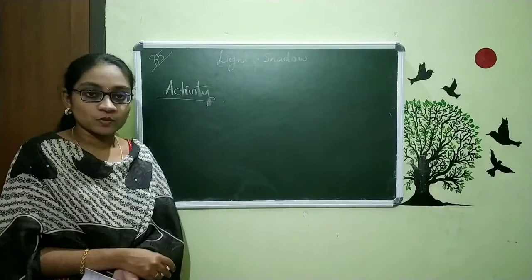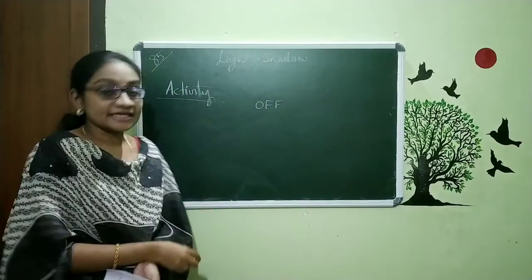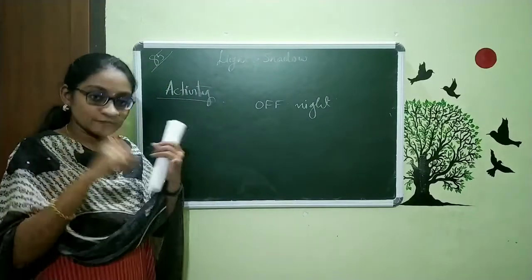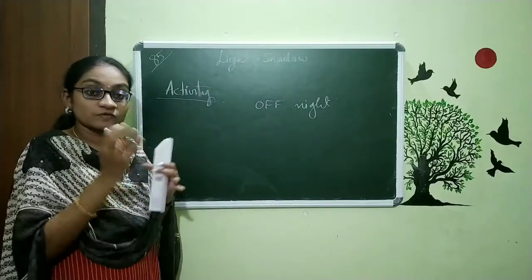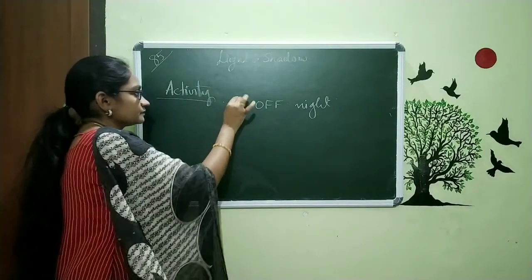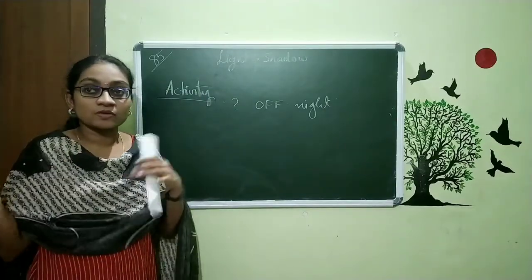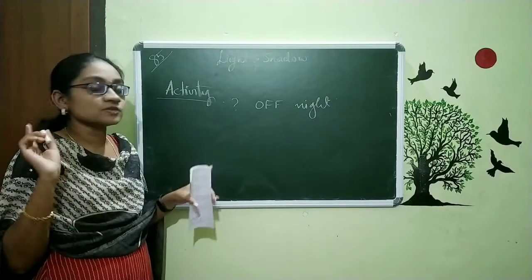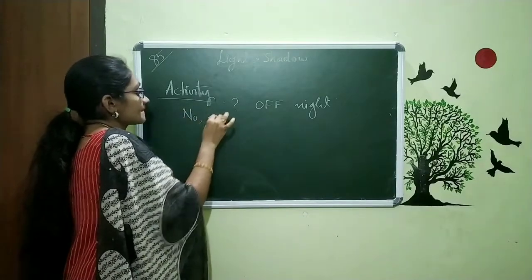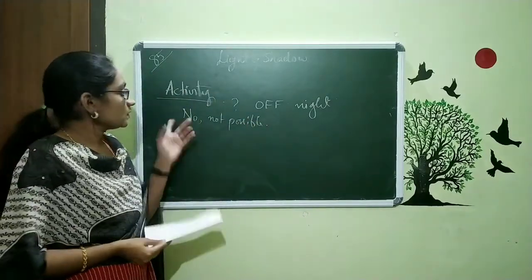Just enter the room and turn off the light. It's night time. Our activity is to turn off the light and close all the doors and windows. Now, is it possible to see the things? There is no light. We already turned off the light and closed the windows and door. So, my question is, do you see the things? No, it's not possible to see things.